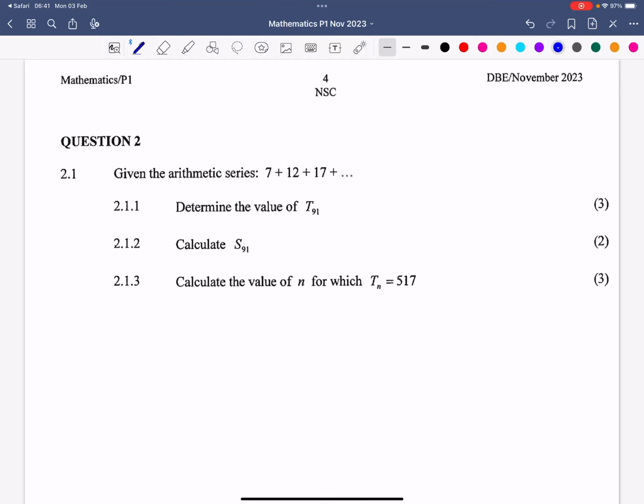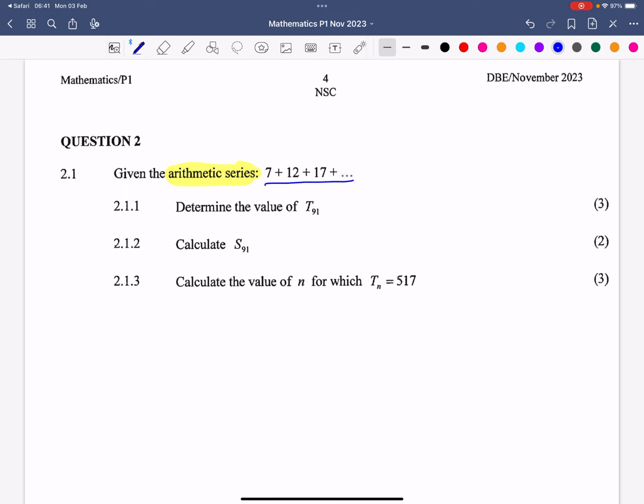Hello everyone. In today's video, we're going to solve another problem of sequences and series. In this problem, we're given an arithmetic series which has 7, 12, and 17. So they already told us that this is an arithmetic series. Something we know about arithmetic series is that the first difference is common.